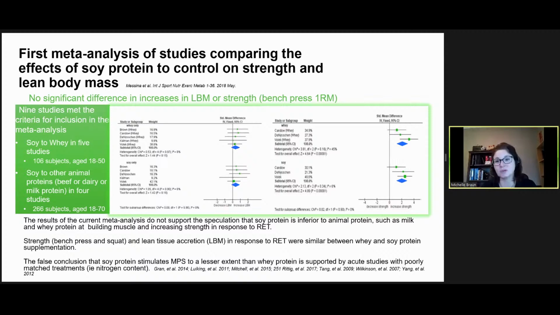This meta-analysis, I really like this one because it only takes into consideration the longer-term, chronic studies that compare soy to other high-quality sources of protein, which are animal sources. And we are looking at health outcomes related to lean body mass gains and strength. And the blue diamonds, since they are right aligned with each other, demonstrate that there are no differences between soy and whey protein or other animal protein sources that were taken into consideration in this study for support of these health outcomes related to muscle.